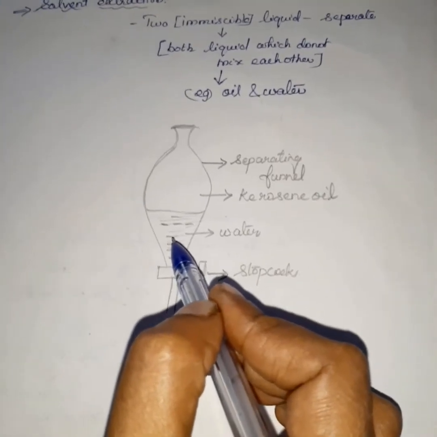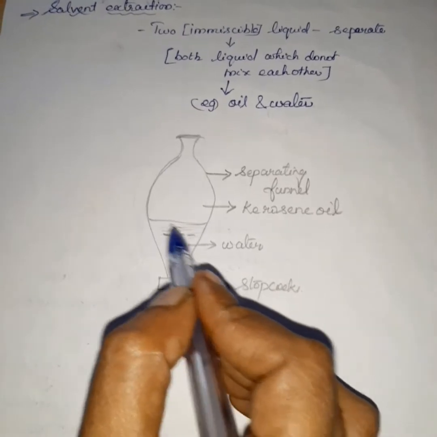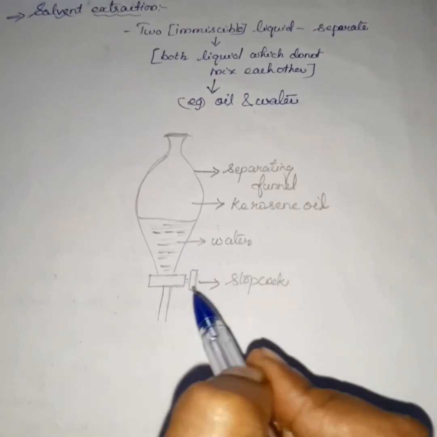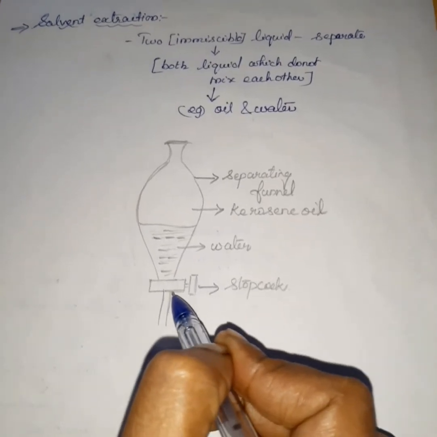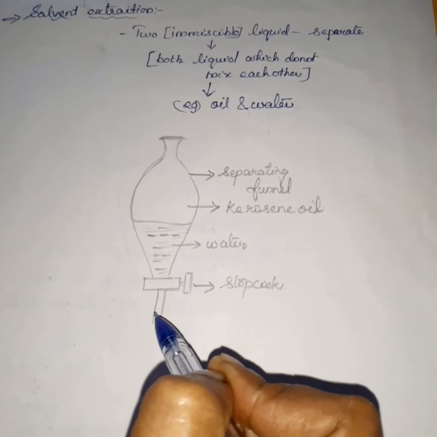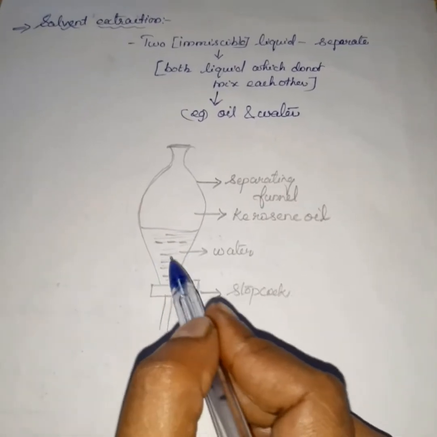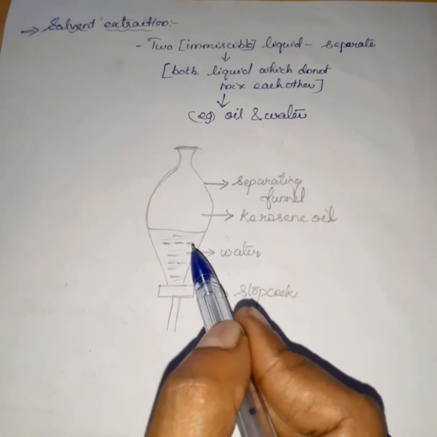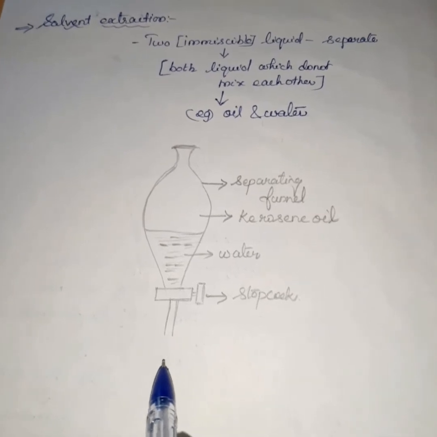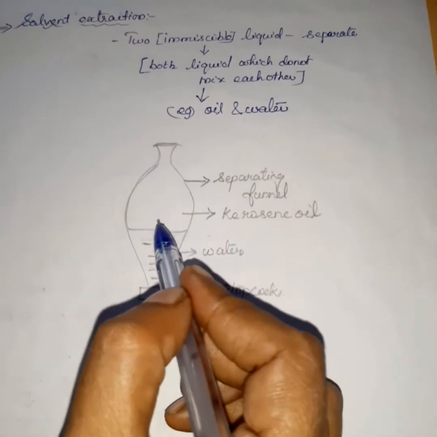Keep it for some time. Now you can see the separated layers. Here one stopcock is fixed. Now you open the stopcock, then you collect the lower layer of water in a beaker. Next, keep another beaker to collect the kerosene oil.